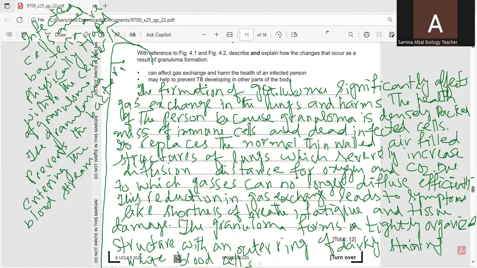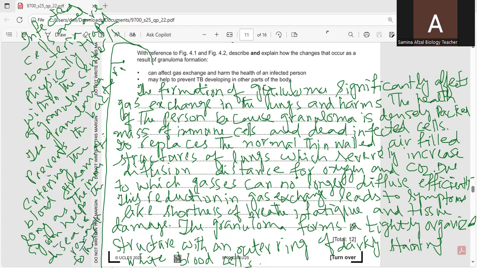So as long as the immune system helps, the disease remains in that place only, means it does not spread. So it was all about the question number 4.